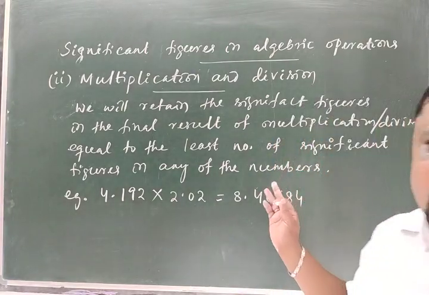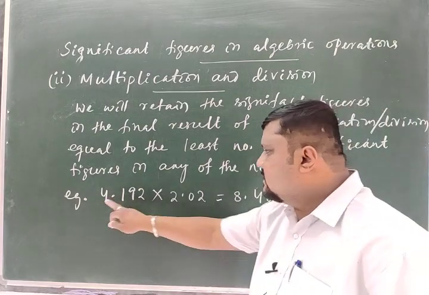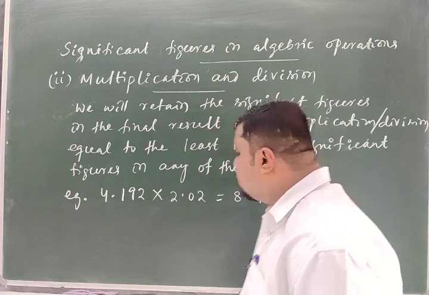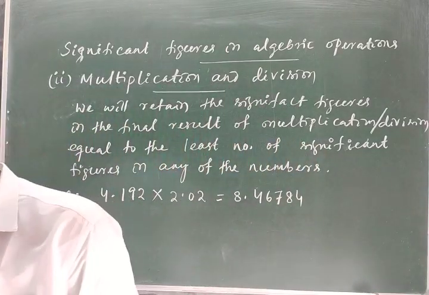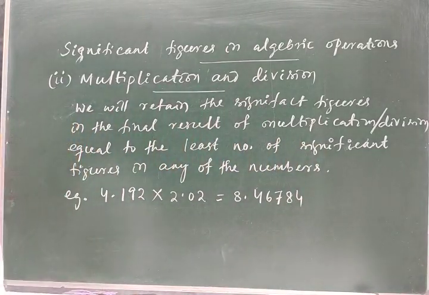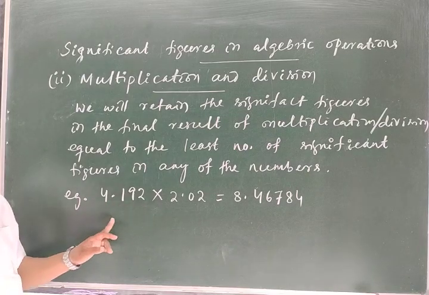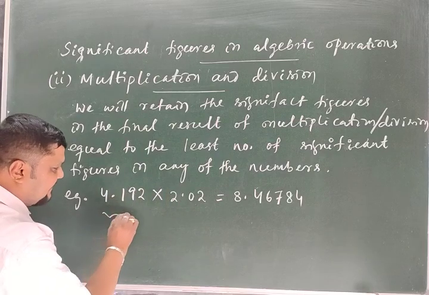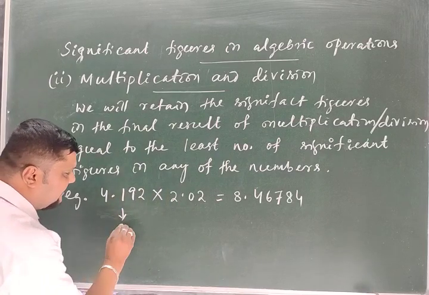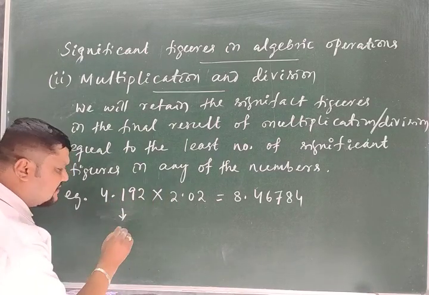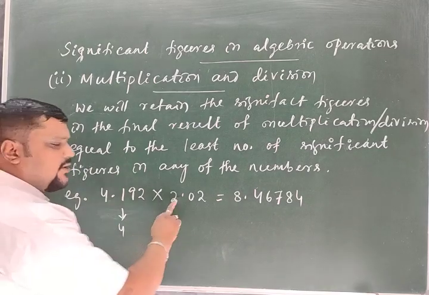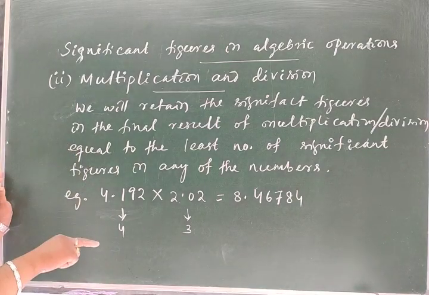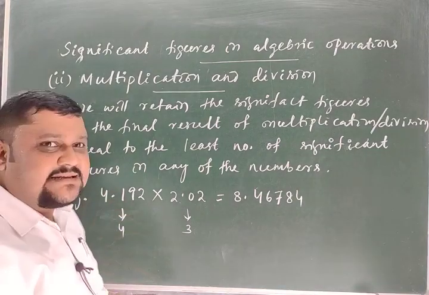Okay, let me correct if I am wrong. So here it is 4.192 into 2.02. So this is 8.46784. That is my result. But now you see here, what is the significant figure in the quantities you are using in the operation? In the multiplication, how much is the significant figure? 1, 2, 3, 4, all non-zero, so 4. Here the 0 lies between 2 non-zero digits, so here it is 3. So in the result, we will retain what significant figure?